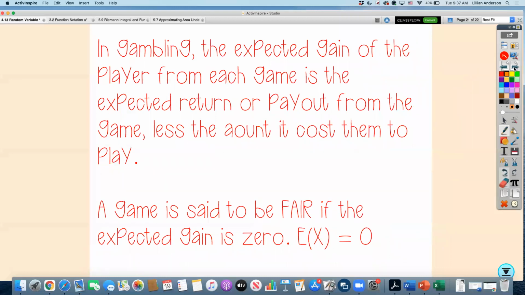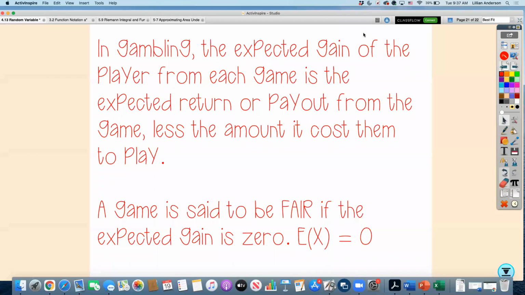One more concept, and then we'll sum it up and we'll be done for the day. In gambling, yes, IB talks about gambling. The expected gain of a player from each game is the expected return or payout from the game, less the amount it costs to play.